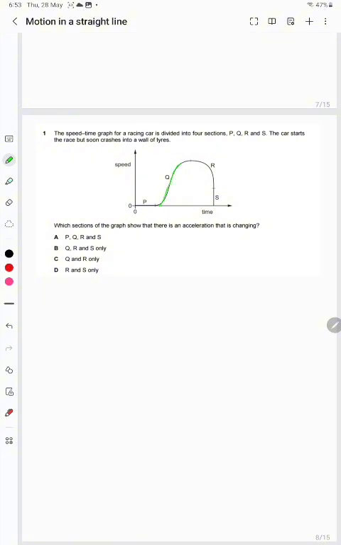You have a curve over here, and you have a curve over here. So at these two positions, Q and R, you have a curve. So the option is C.